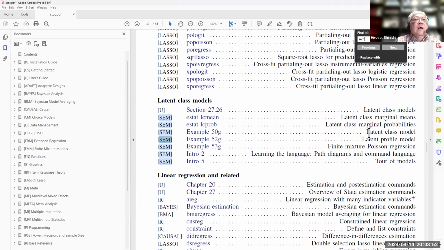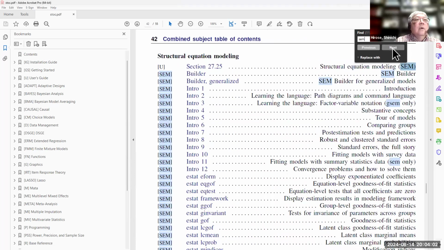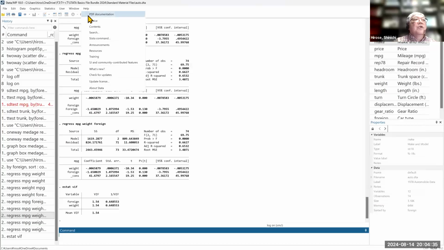Latent class model. We'll deal with latent class model on day 4. There are lots of introductions. We will not cover everything on day 4. However, SEM is one of the very powerful and commonly used statistical models. So if you come up with any question, you can go to the help PDF documentation, then you can access the rich document.